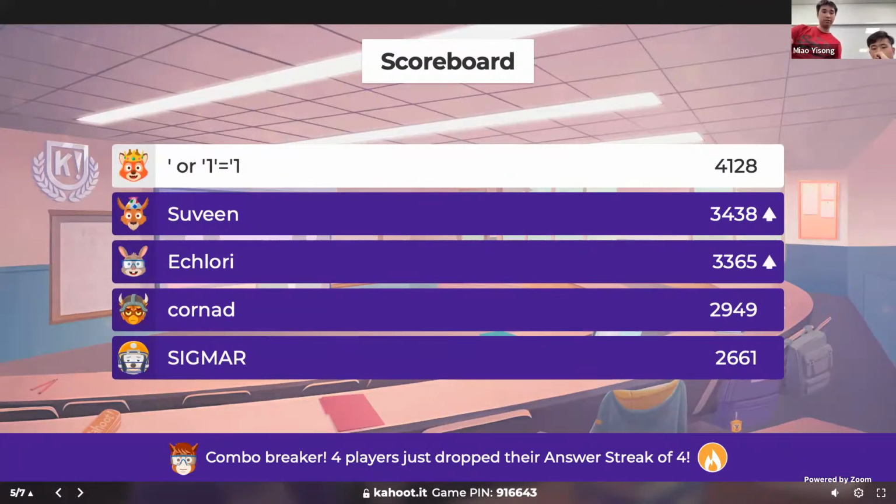So yeah, now we have 1 equals 1 with the most, then Suvin is in second place and Eclora is third.